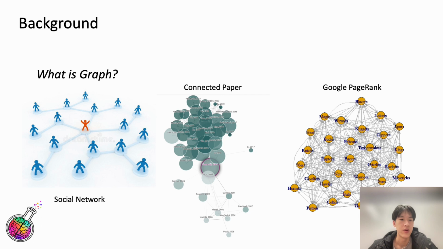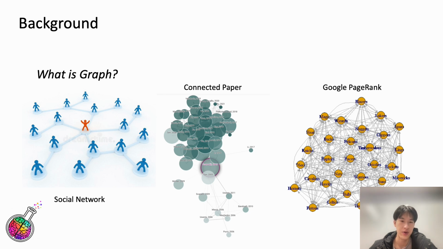So first, what is a graph? There are many examples in our daily life. For example, the social network. It can be modeled as a graph because humans can be connected according to some kinds of relationship. For example, I have some friends, so I will be connected with them.